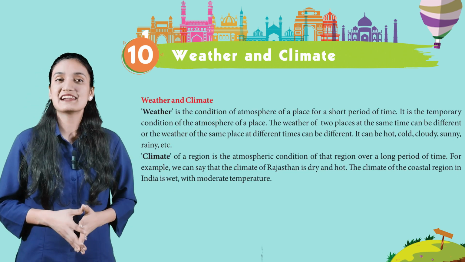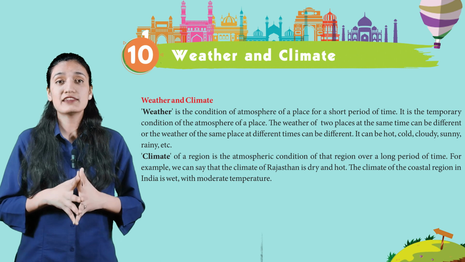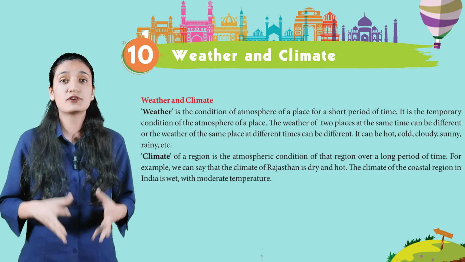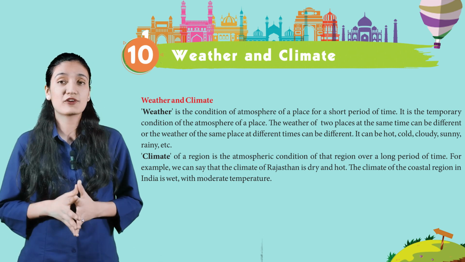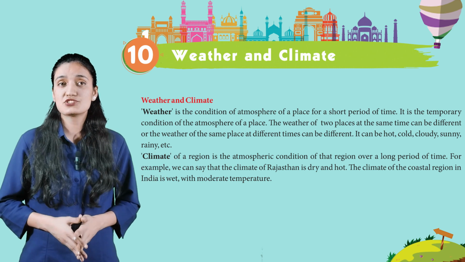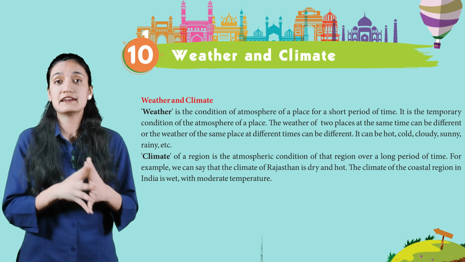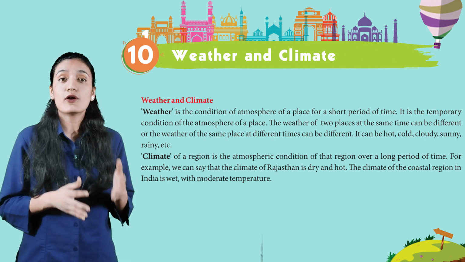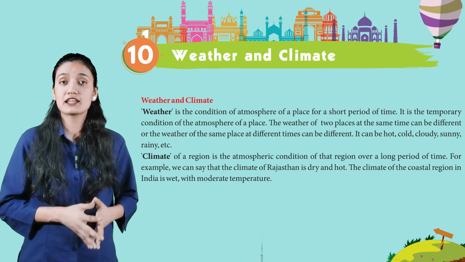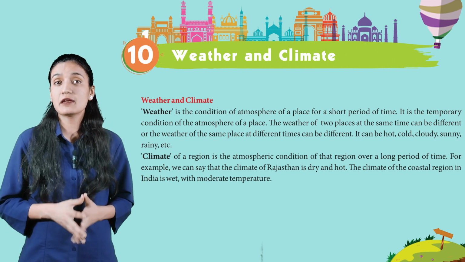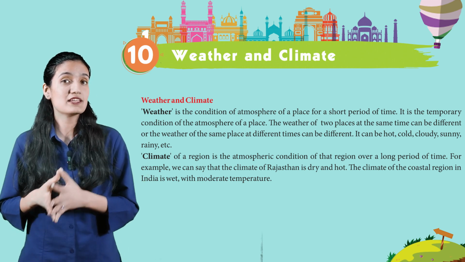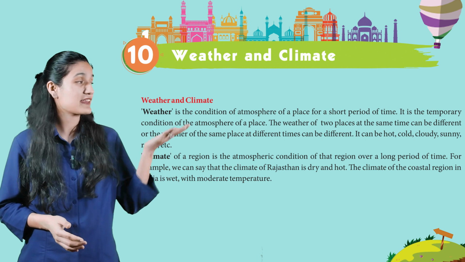Now, weather and climate. Weather is the condition of atmosphere of a place for a short period of time. It is the temporary condition of the atmosphere of a place. The weather of two places at the same time can be different, or the weather of the same place at different times can be different. It can be hot, cold, cloudy, sunny, rainy, etc.